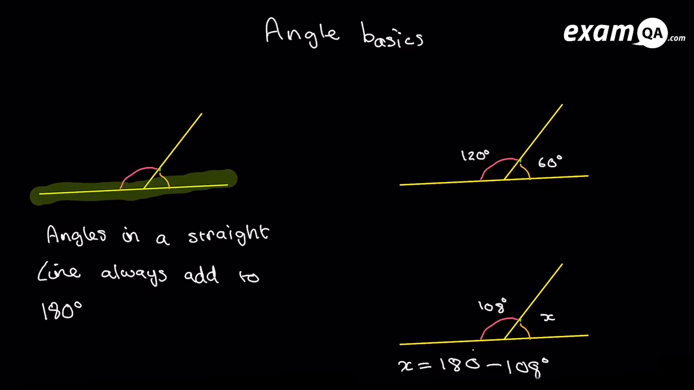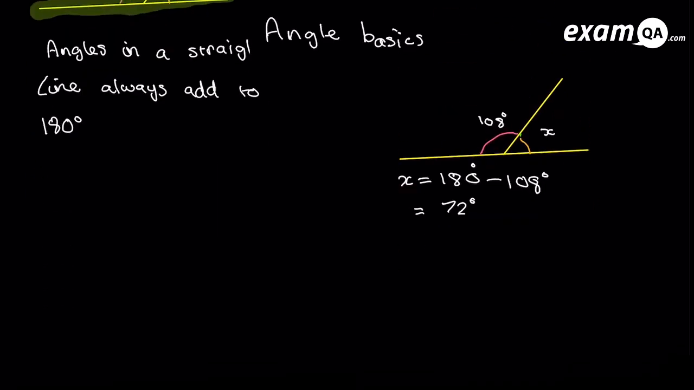So let's go ahead and do that. So x is basically 180, take away the 108 to see what we have remaining in order to make it add up to 180, which gives us 72 degrees. And this is a calculation you will be commonly doing.